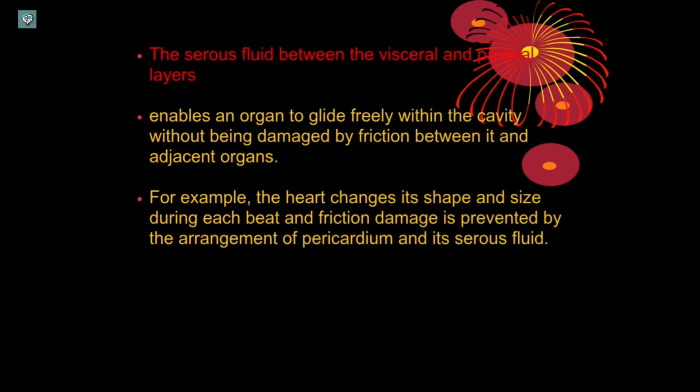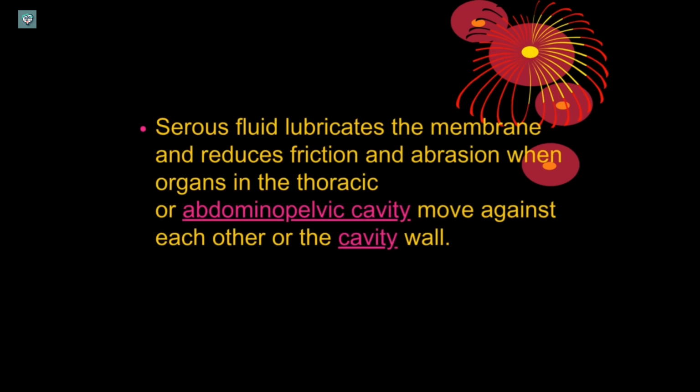The serous fluid between the visceral and parietal layers enables an organ to glide freely within the cavity without being damaged by friction between it and adjacent organs. For example, the heart changes its shape and size during each beat, and friction damage is prevented by the arrangement of pericardium and its serous fluid. Serous fluid lubricates the membrane and reduces friction and abrasion when organs in the thoracic or abdominopelvic cavity move against each other or the cavity wall.